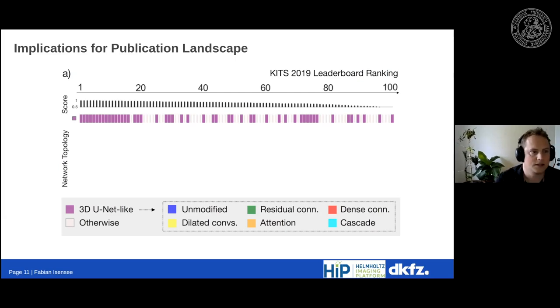What you're seeing here at the top is the score of the KiTS leaderboard. And along this row is the ranking of each team, with the highest ranking team at the very left. From all these publications that we found, we extracted those that use a 3D U-Net-like network architecture, meaning anything that is encoder-decoder with skips. So residual, dense, with attention, without attention, plain U-Net, everything. And what we're seeing here is a relatively strong signal showing us that using a 3D U-Net-like network architecture is indicative of performing well on the KiTS task. This is expected and kind of our proof of concept, just to show, hey, 3D U-Net works really well.